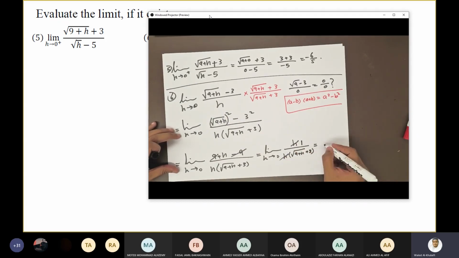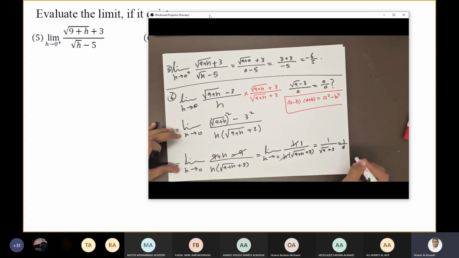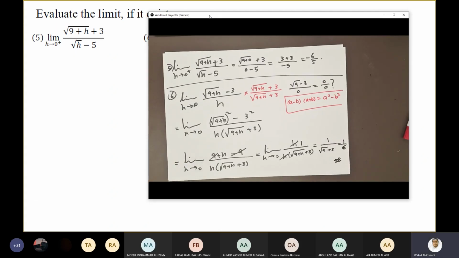Now when I substitute, I will have 1 over the root of 9 plus 3, which means 1 over 6. So this is the conjugate idea, multiplying by the conjugate.